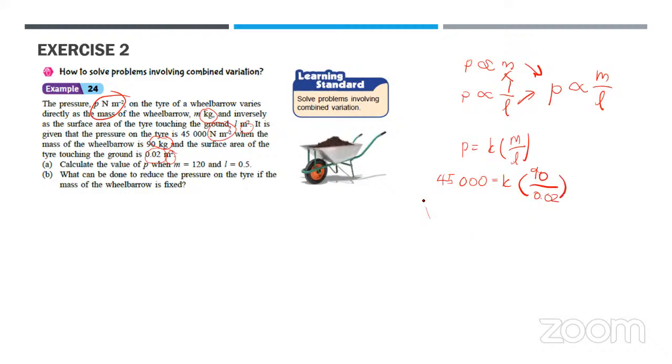So K is equal to 45,000 divided by 4,500, which is equal to 10. Now we have the value of K, and we can sub that back in, and we get P is equal to 10 multiplied by m over L. Then don't forget to apply the rules of multiplication of fractions, and you get 10m over L. So this is just the first part. We haven't even started.